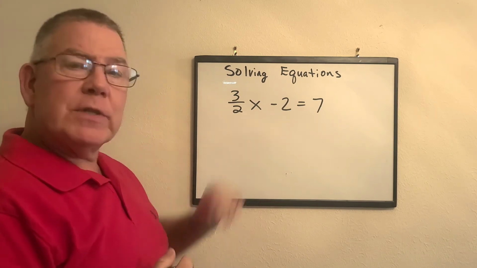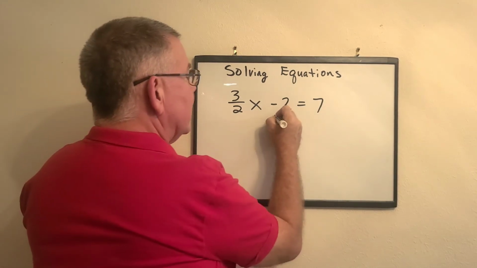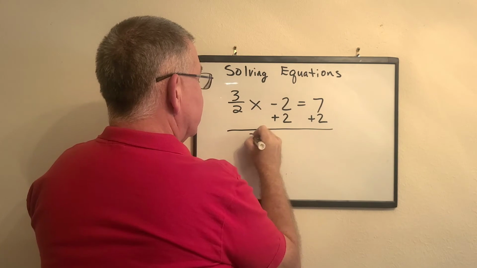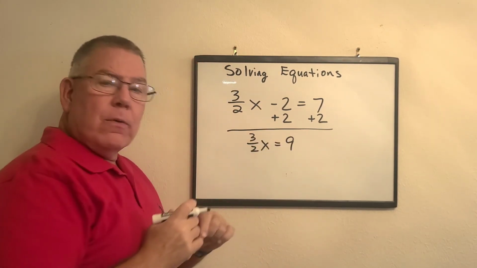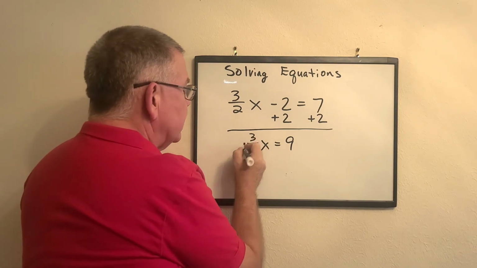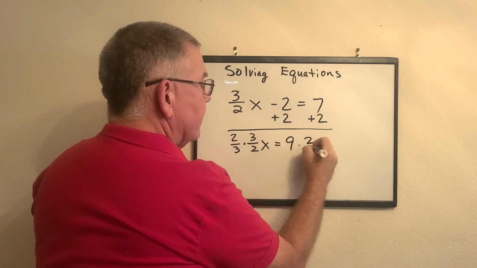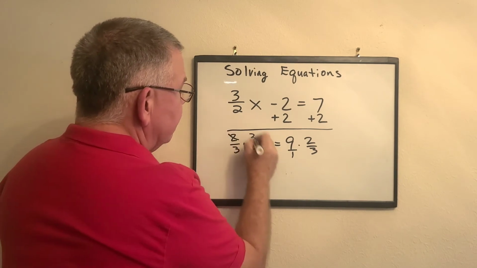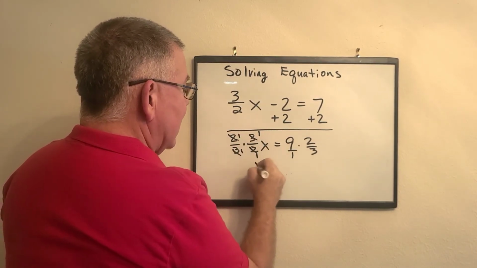So here we go. First thing we're going to do is we're going to undo subtraction with addition, so we're going to add 2 to both sides. That gives me 3/2 x equals 9. Now, how do I get rid of 3/2? I need to multiply both sides by the reciprocal, which is 2 over 3. Remembering to make that my fraction. Now, these divide out, so these are all 1. So 1 times x is x.